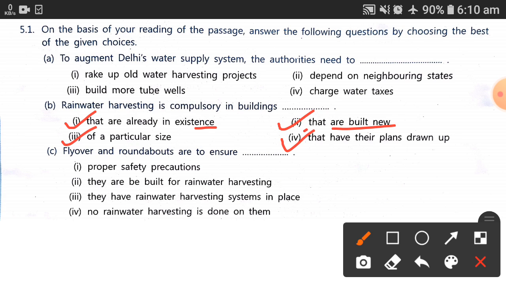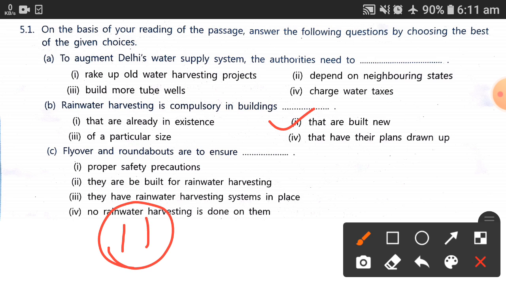So again, there are four options, and you all have to choose the correct option for the second gap, number B. Okay, so which option do you think is the most appropriate? Rainwater harvesting is compulsory in buildings that are already in existence, that are built new, of a particular size, or that have their plans drawn up. So according to your understanding of the paragraph, which one will be the most appropriate option for the second gap, number B? So here, option number two, that are built new, is the most appropriate option for this gap. Hope you all have also selected and matched your answer with this answer.